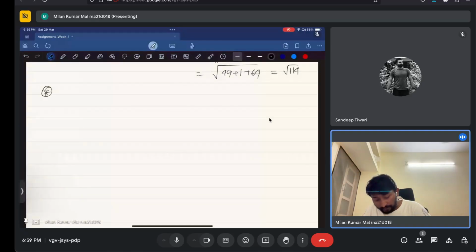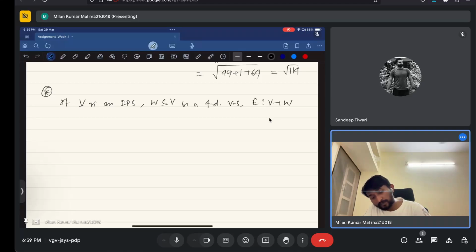So if V is an inner product space, W a subspace of V is a finite dimensional vector space, and E from V to W is the orthogonal projection, then E square is equal to E.